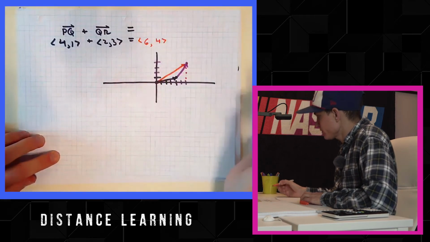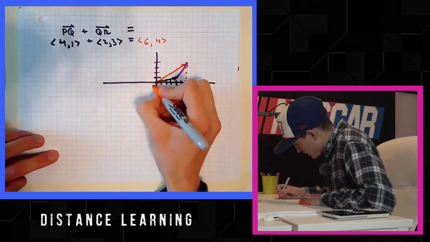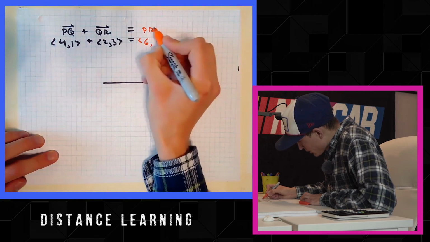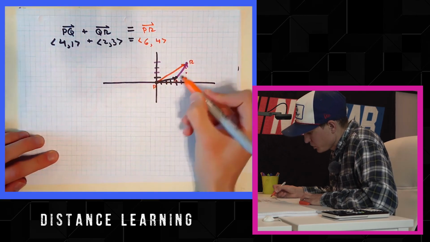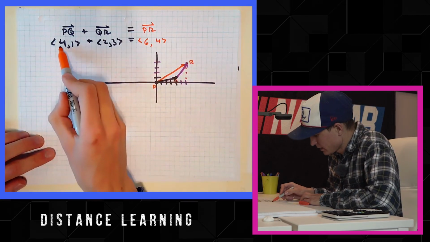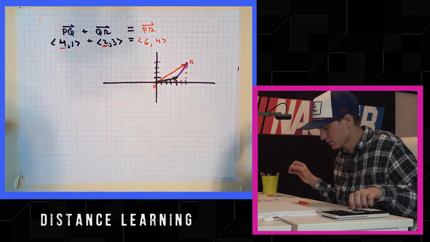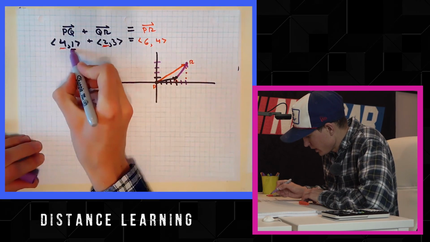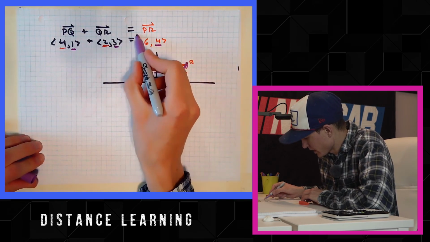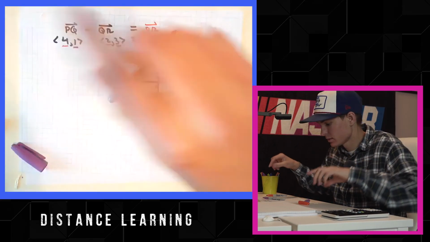So, if we called this P, Q, R, right? He didn't have to go to PQ and then from Q to R. He just went straight there to R. You just add 4 plus 2 is 6. 1 plus 3 is 4. Your answer is [6, 4] in brackets.